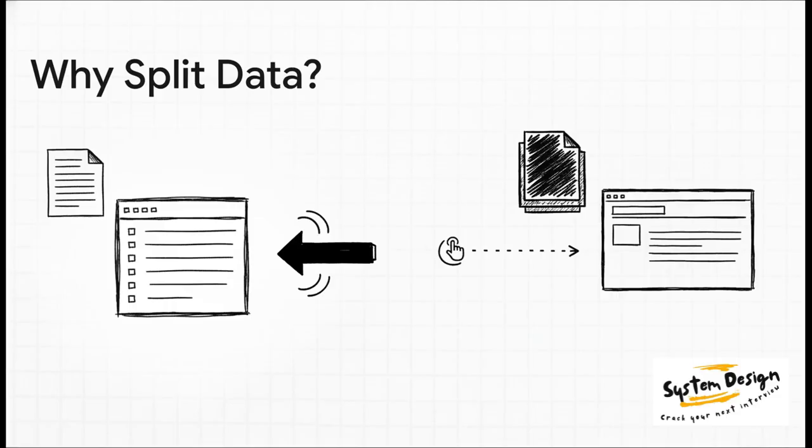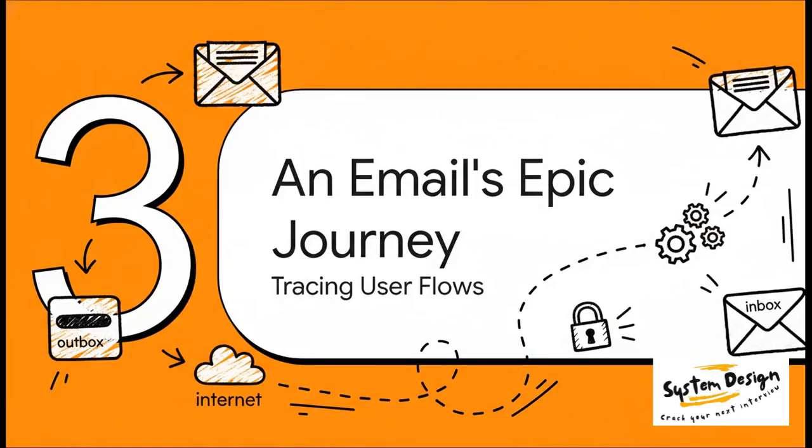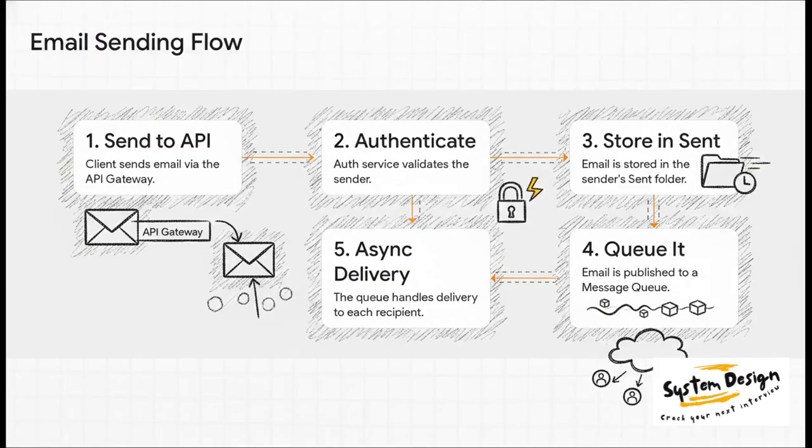You send the smallest amount of data possible at first, which saves a ton of bandwidth for everyone. All right, our blueprint is ready. Now let's see this thing in action. We're going to bring this machine to life by following one single email on its epic journey. We'll trace it from the moment you hit send all the way to when it lands safely in your friend's inbox.